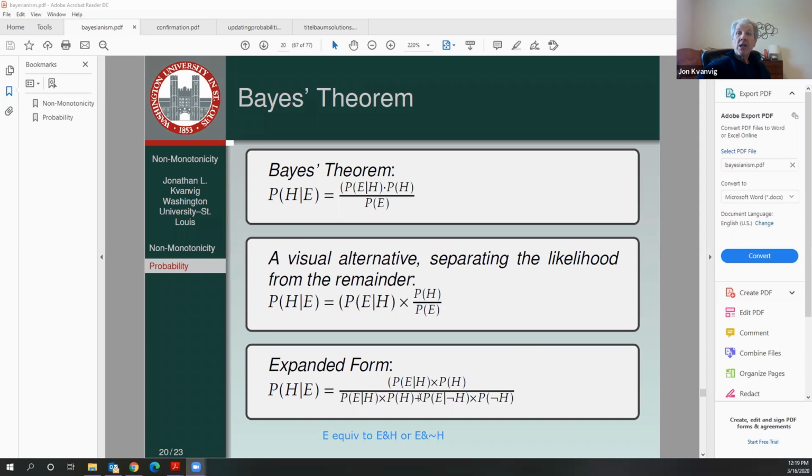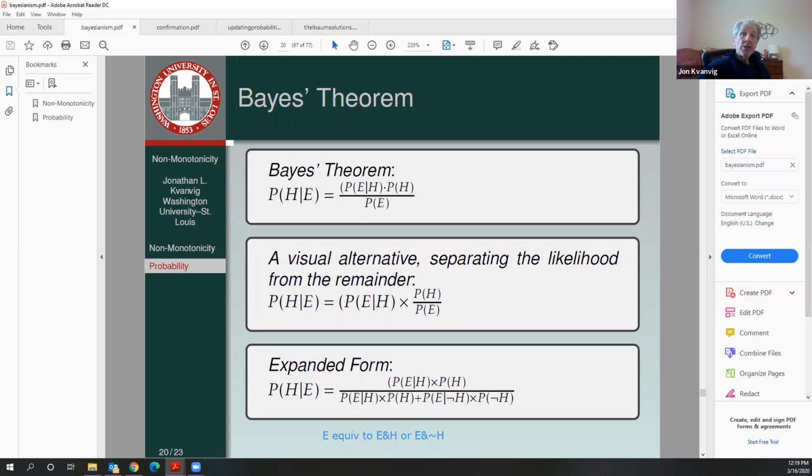If you look up here, the denominator is now a sum. That's because what we're doing is calculating the probability of a disjunction. We are replacing the probability of E with the probability of an equivalent claim, which is E and H or E and not H. Since that's an exclusive disjunction, we get to just add. Now, what's the probability of E and H? Well, that's the same thing as the probability of H and E, since those two claims are equivalent.